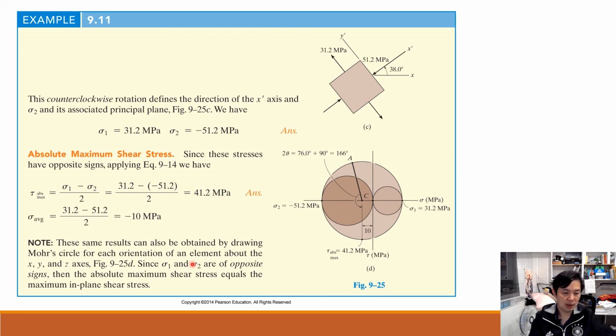This is exactly the same as our original maximum in-plane shear stress and normal stress. Okay, so note that since sigma 1 and sigma 2 have opposite signs, opposite signs meaning positive together with negative, that is the reason we have such a condition, and the result is just the same as our original maximum shear stress and normal stress.